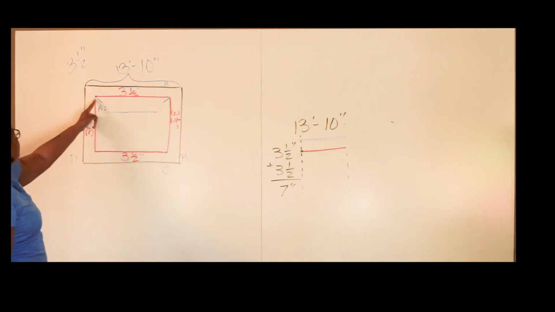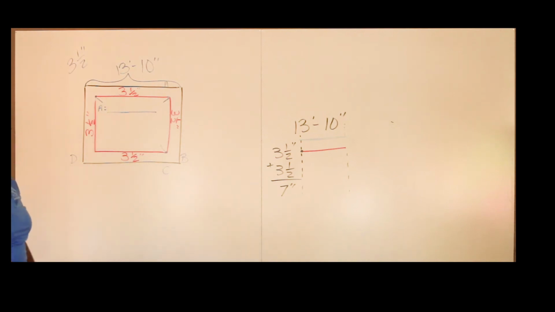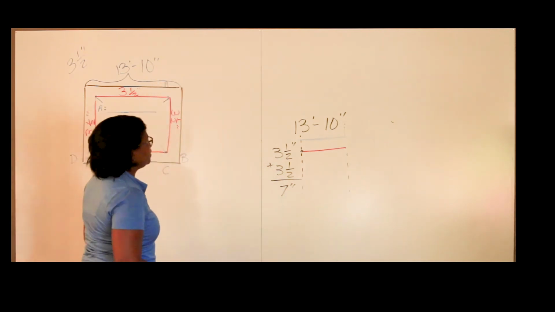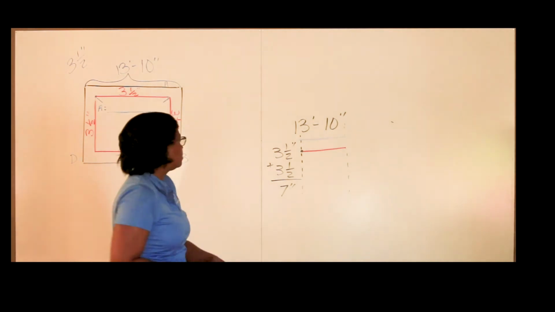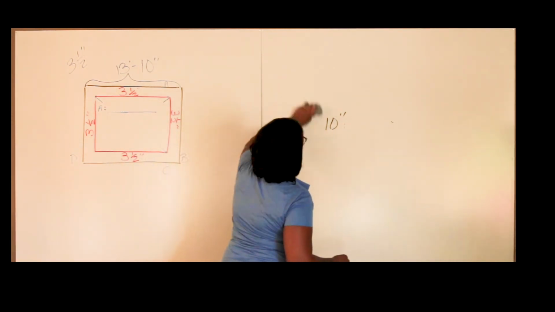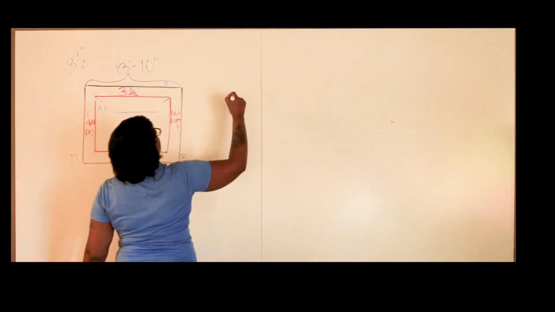Again, interior shorter than the exterior. Because we're given a longer measurement to find something shorter, we have to subtract. So we subtract 3.5 inches from this side, 3.5 inches from this side. And yep, we're going back to subtracting. So we got 13 feet 10 inches.